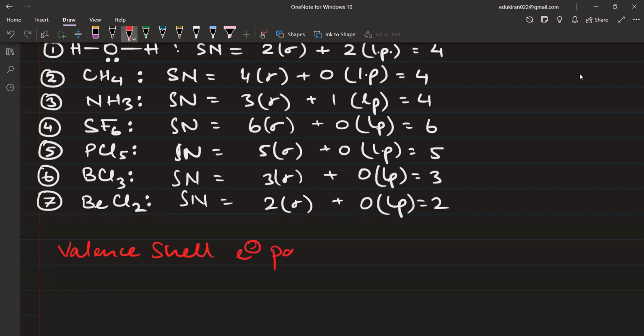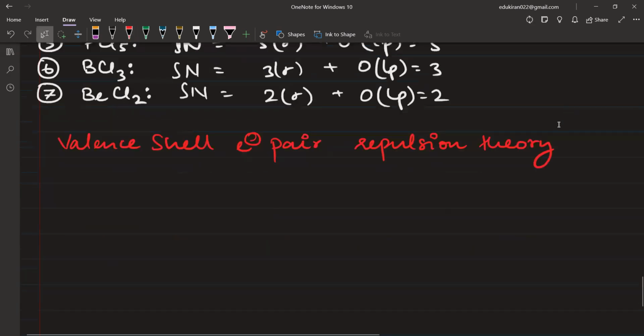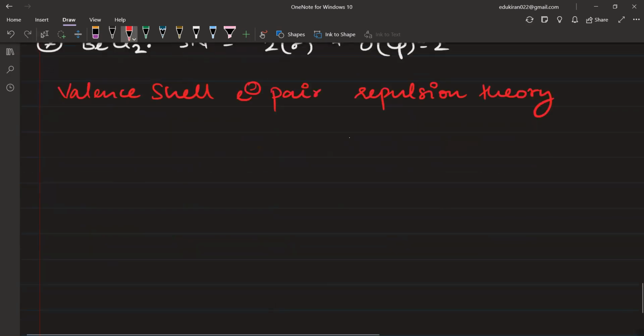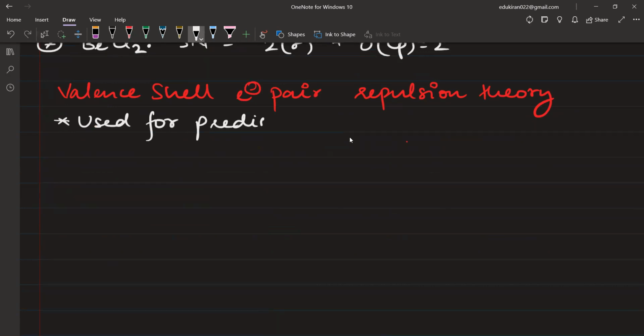Valence shell electron pair repulsion theory. Now, what is this theory used for? This is used for prediction of shapes of molecule. Okay, it is going to be used for the prediction of shape of molecule.